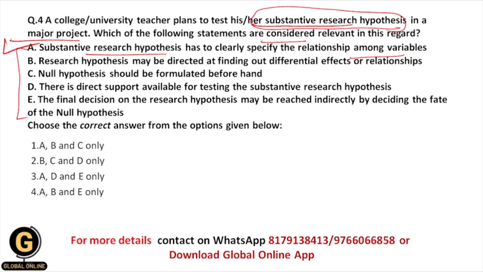Second, research hypothesis may be directed at finding out differential effects or relationships. Again this statement is correct, because research hypothesis should be directed at finding out differential effects or relationships, because this is basically the outcome of our research process, and this is the goal of our whole research.